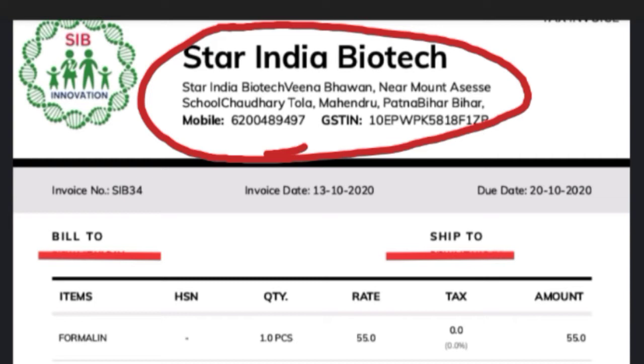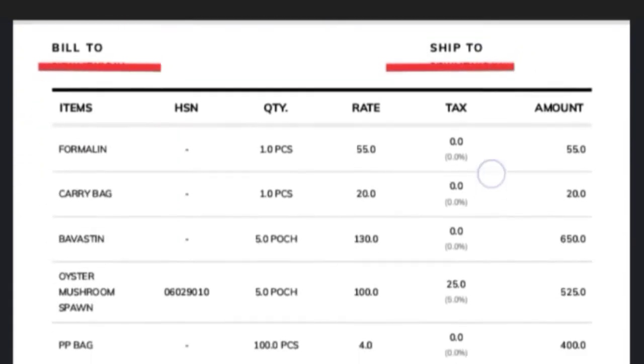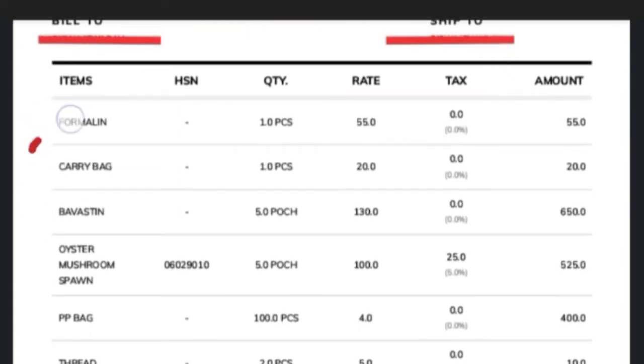The things I ordered from this biotech company are listed in this invoice. First we ordered formalin, which is a sterilizing agent used for sterilization of such materials. Then we ordered one carry bag. Then the third one is Bavestin.